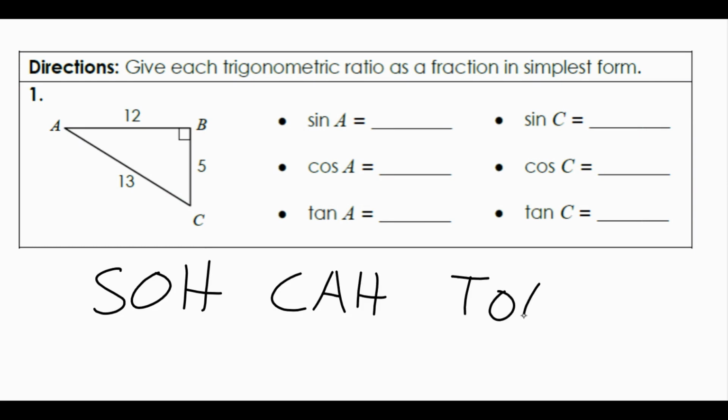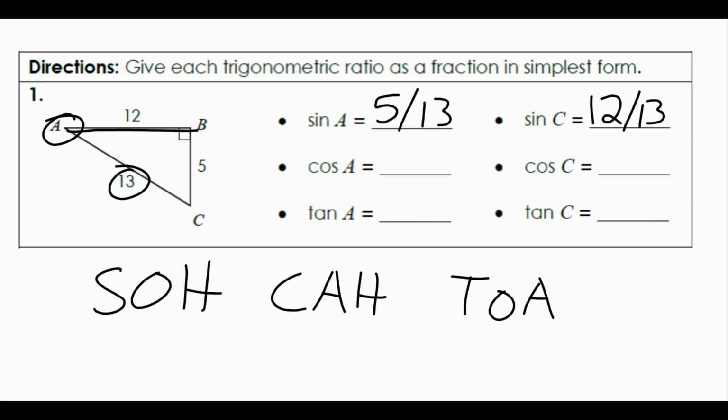So the first one is sine of A. If I'm looking at angle A, I know opposite side over the hypotenuse, so 5 over 13 would be my ratio. Now, if I'm looking at sine of C, again, opposite over hypotenuse, opposite side is 12, hypotenuse is 13, so sine of C is 12 over 13. Now I'm looking at cosine of angle A. Cosine is CAH, or adjacent side over the hypotenuse, so that's 12 over 13. And then cosine of C would be adjacent over hypotenuse. Adjacent side of C is 5, hypotenuse is 13, so cosine C is 5 over 13.